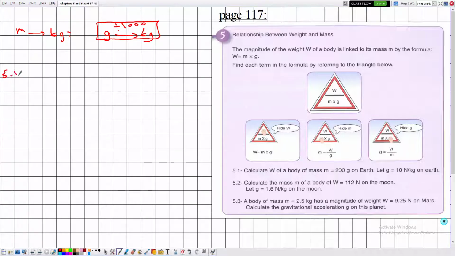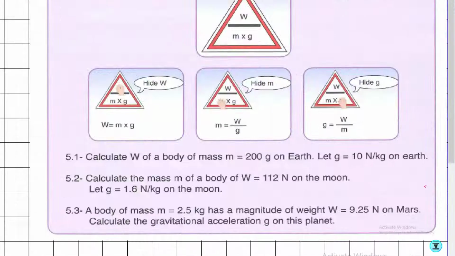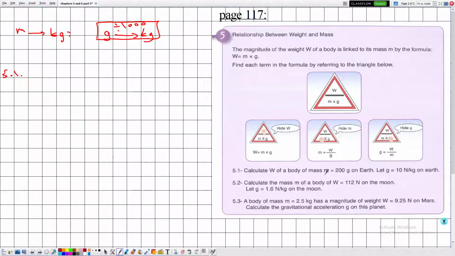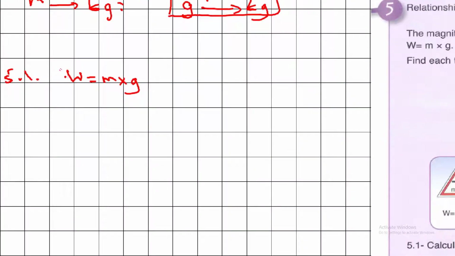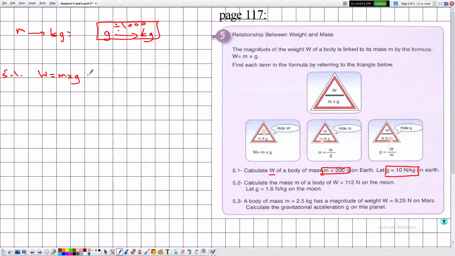Now in 5.1, they are telling us to calculate W of a body of mass M equal to 200 grams on Earth. Let G be equal to 10 newtons per kilogram on Earth. So we have the mass, we have the gravitational field strength or acceleration. We need to calculate W. So W is equal to M multiplied by G. No need to construct a triangle because this is the formula that we want.